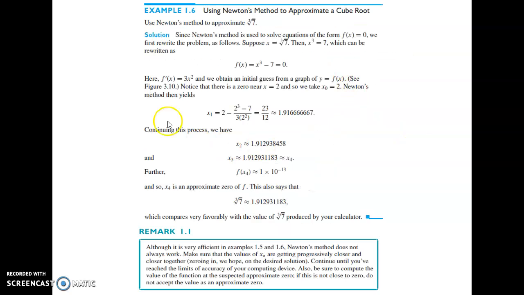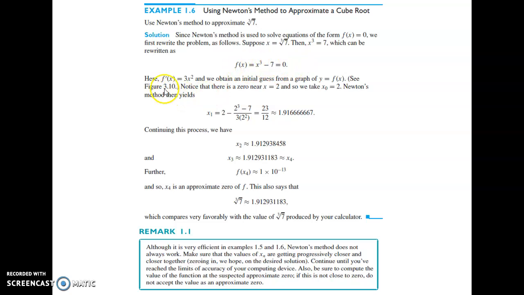We have another example where you are asked to find the approximate value of the cube root of 7, not using the calculator, by using Newton's method. Look at it, there is no equation, and in Newton's method we need an equation. So I will equate x equal to the cube root of 7, then I cube both sides. So x^3 is equal to 7. So this is your equation.